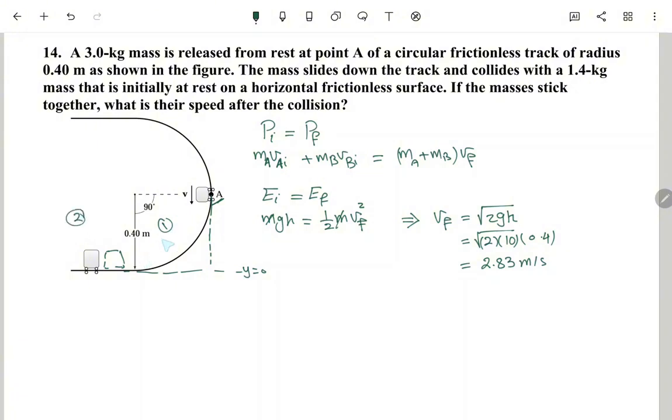Now assuming that this is the first stage here and the collision is the second stage, the final velocity in the first stage is actually the initial velocity of the 3 kilogram object. Back to this equation right here, the second object is initially at rest, so this will be 0. Now VA initial is actually the final velocity for the first stage, so MA, which is 3, times 2.83 equals 3 plus 1.4 times V final. You simplify this one here, V final equals 1.93 meters per second.